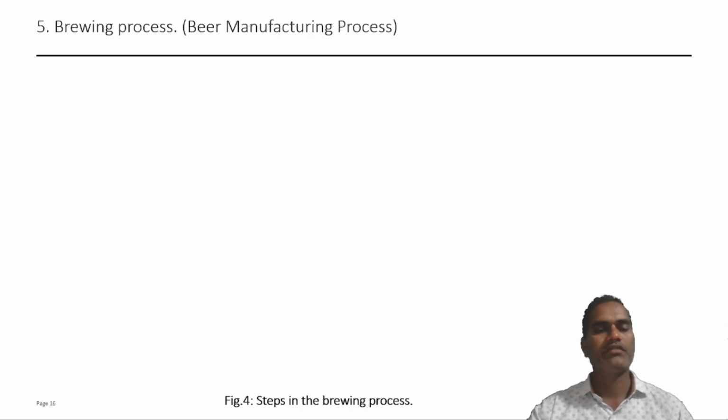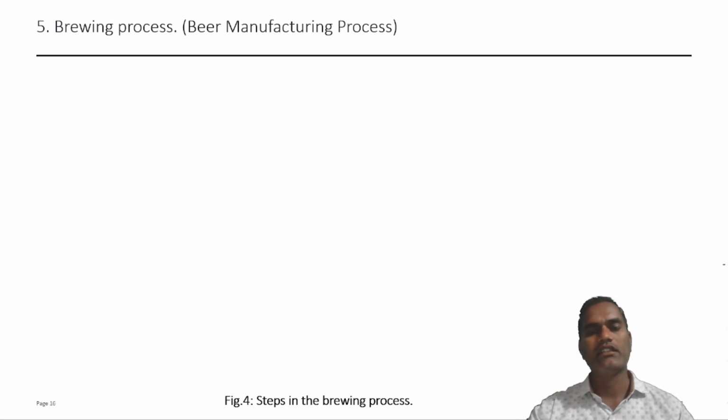Friends, in the first part of the brewing process, we discussed in detail the raw materials and their main role in the brewing process. And in the second part, we discussed in detail how the malting process is carried out and how the barley malt is produced. In this third part, we cover the mashing process of brewing, and the main steps involved in it.